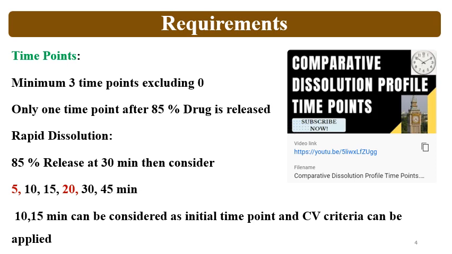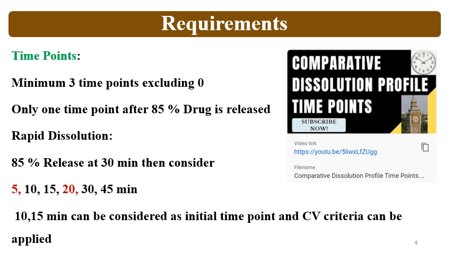So if rapid dissolution is there and 85% release is happening at 30 minutes, then consider the time points like 5, 10, 15, 20, 30 and 45 minutes. Also we can go for 60 minutes, but you should consider only one time point after 85% release, and based on that time point you will select the initial time points.